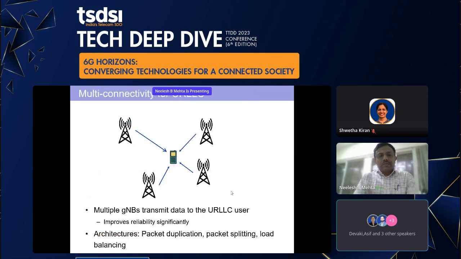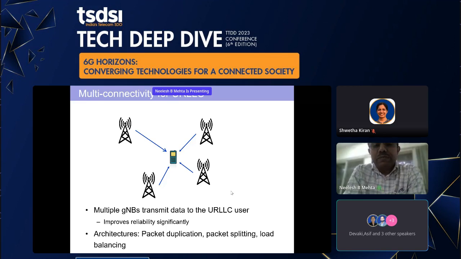So now, let me just focus a little bit more on multi-connectivity, because that's essentially the focus of this talk. The idea is really very simple. Multi-connectivity has been there since several releases, but I suspect it's going to take a bigger and bigger role as we go further with the reliability requirements. So essentially, the idea is very simple.